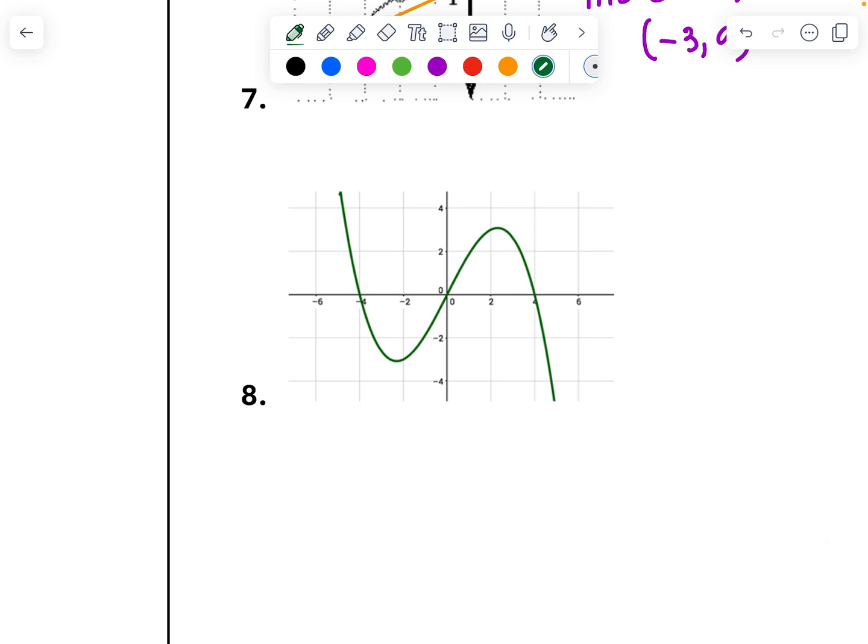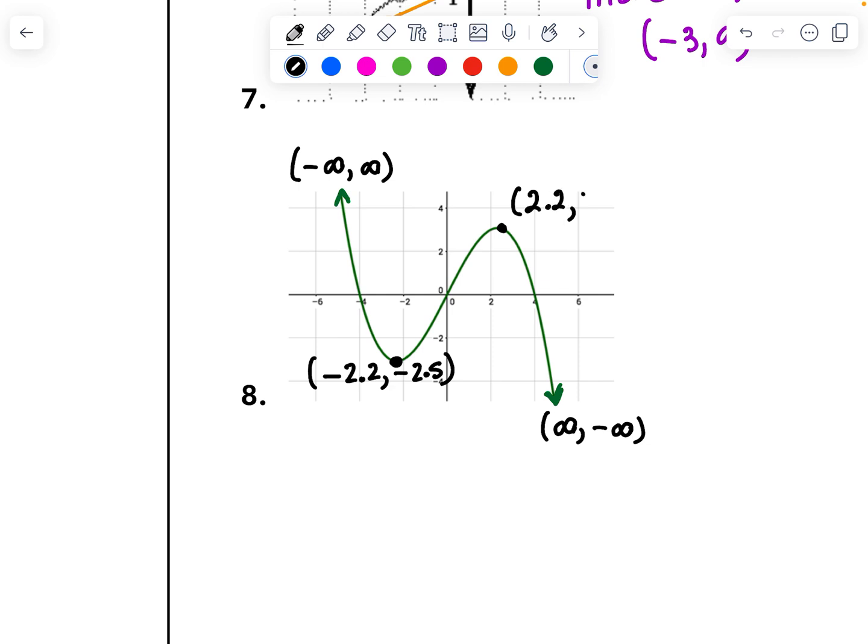This graph should have arrowheads on it. This arrowhead is going to the left forever and up forever. This arrowhead is going to the right forever and down forever. It changes directions right here, which I am going to say is approximately -2.2, -2.5. To me, it looks like an odd function, so this point would have to be 2.2, 2.5.